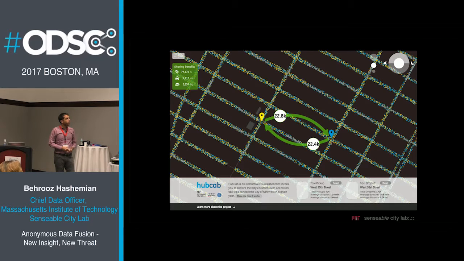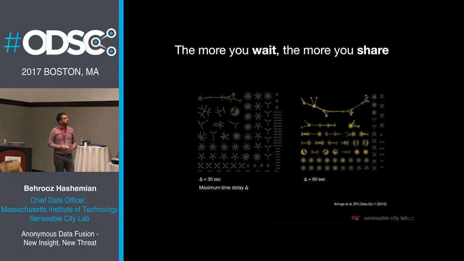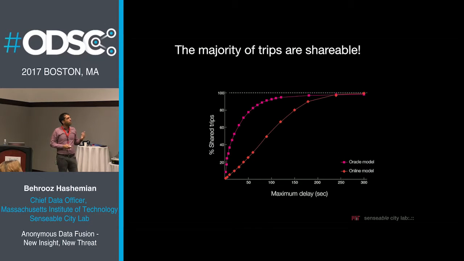But from this one to much more complex trajectories, we are able to build networks where, if the people allow for some inconvenience in time, we can make the taxi trips shareable. You can see here, if you allow for at most 5 minutes, all the taxi trips in New York are shareable, all of them.